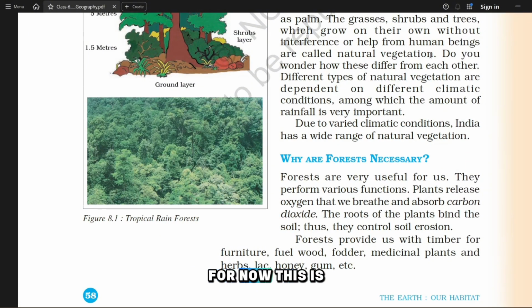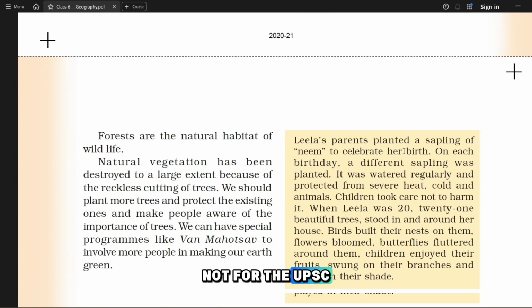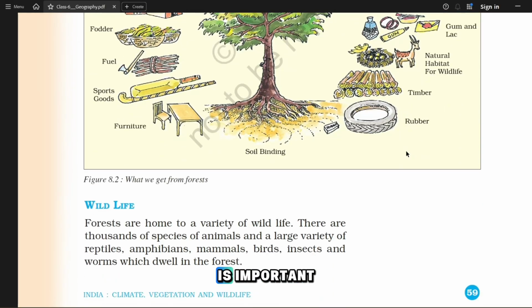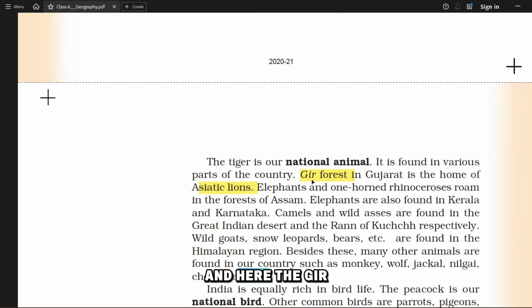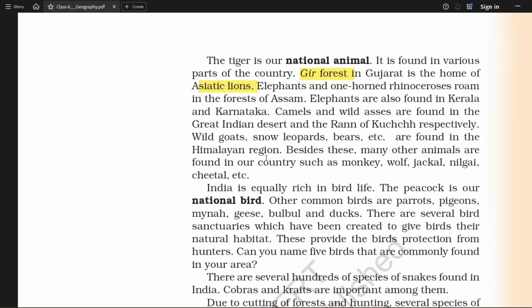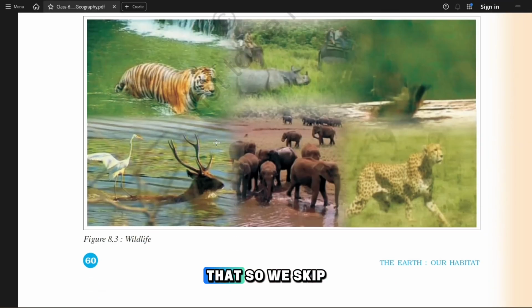For now, this much is enough, and these things are for the class students only, not for the UPSC aspirants. So I'm going to skip this, and which is important I am going to cover. And here, the Gir forest in Gujarat is the home of Asiatic lions, and we know that the tiger and lion, both are in our country. So next, the peacock is our national bird. These things we know, so we skip.